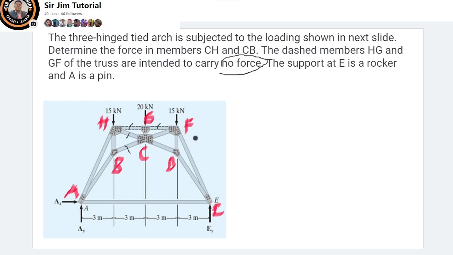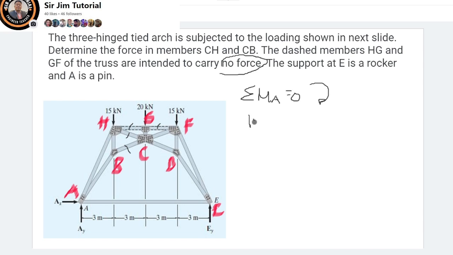As you can see here, let us analyze. Let us take moment at A, summation of moment at A equals zero. Then we have these forces. We can compute EY. This direction is positive. So let us start with 15.